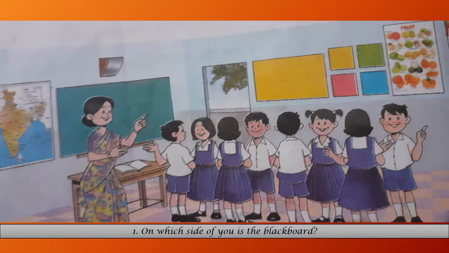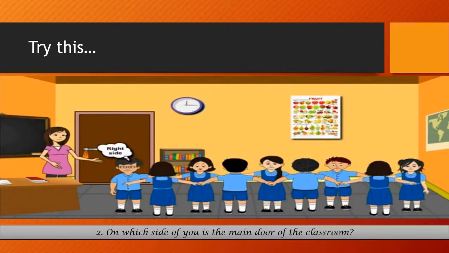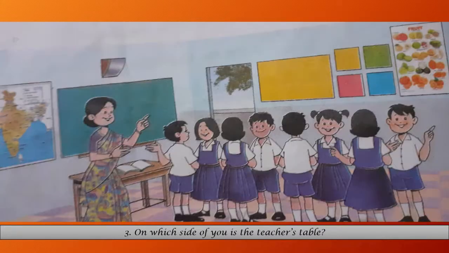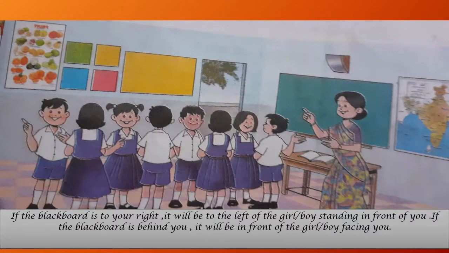Question number 1. On which side of you is the blackboard? Question number 2. On which side of you is the main door of the classroom? Question number 3. On which side of you is the teacher's table? If the blackboard is to your right, it will be to the left of the girl and boy standing in front of you. If the blackboard is behind you, it will be in front of the girl and boy facing you.